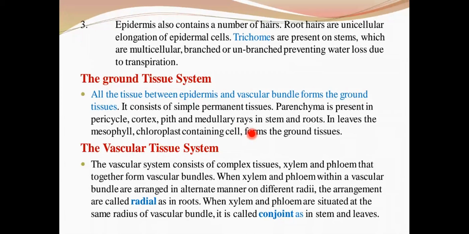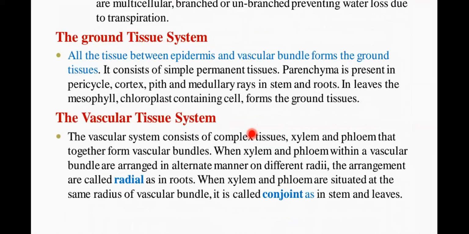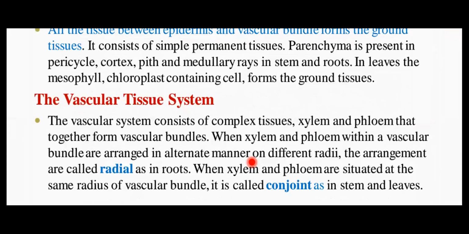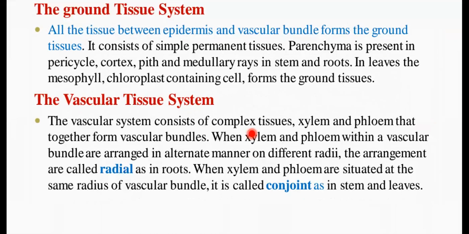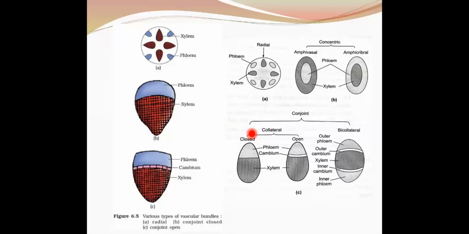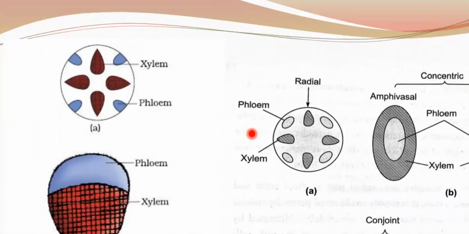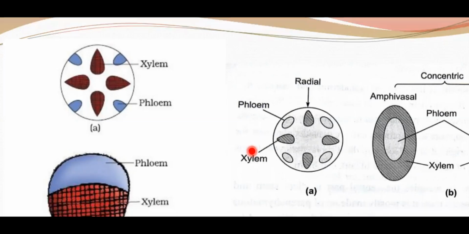Then we have the vascular tissue system. The vascular tissue system, as the name itself indicates, consists of xylem and phloem, which together form the vascular bundles. Depending upon the arrangement, students, we have different terminologies like radial, conjoint, closed, open types of vascular bundles, etc. So what is the meaning of this? What is the meaning of radial arrangement? You can see the diagram here. This is the diagram in which the first one, A, is the radial arrangement of the vascular bundle. What is the meaning of radial? When xylem and phloem within the bundle are arranged in an alternate manner on different radii. When you see them on different radii, this is called radial arrangement.